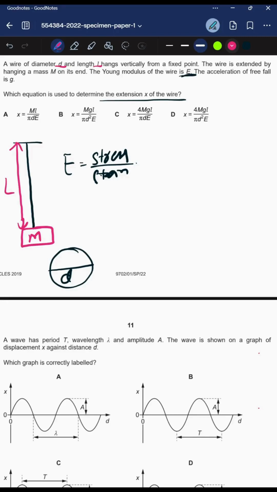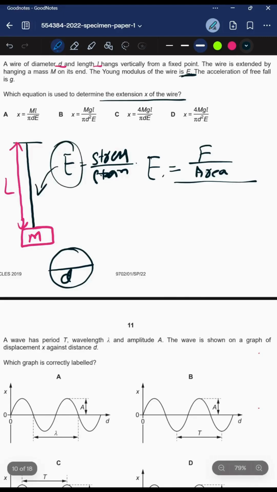To start with, the Young modulus E is equal to stress over strain. To break it down further, stress is equal to force divided by area: force per unit area, the cross-sectional area of the wire. We are only going to consider the parameters related to this wire. For strain, we have extension divided by original length, and we know the original length, which is L. So two parameters are unknown, the force applied and the area. The rest we will use to make x the subject and get the formula for x.